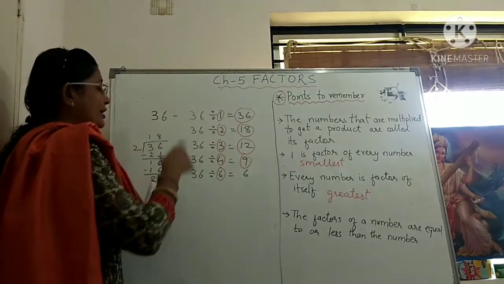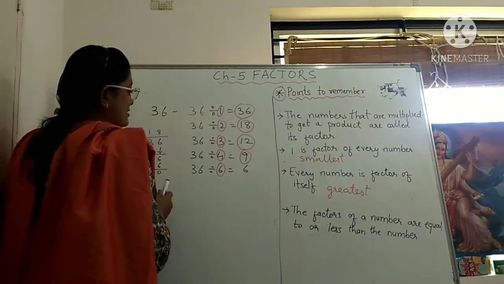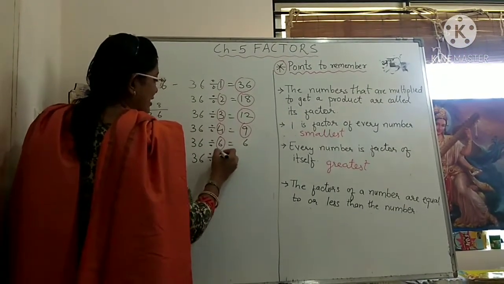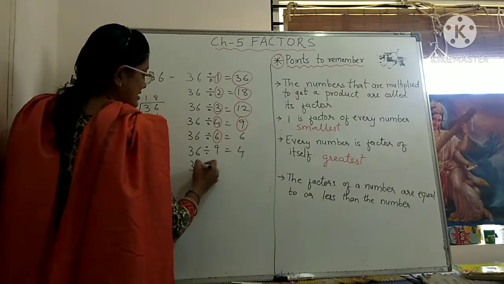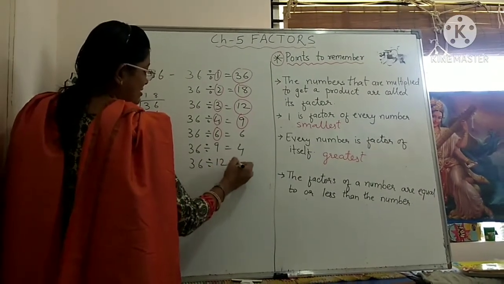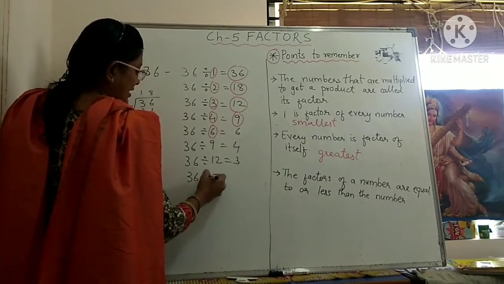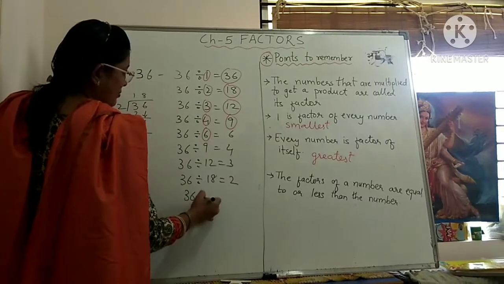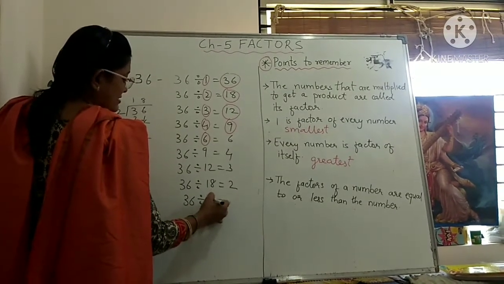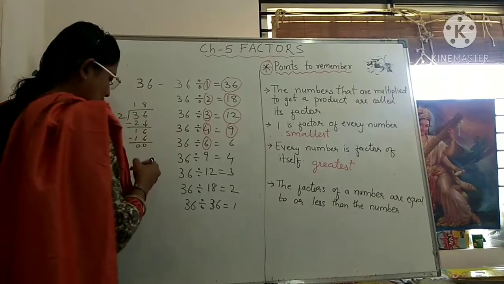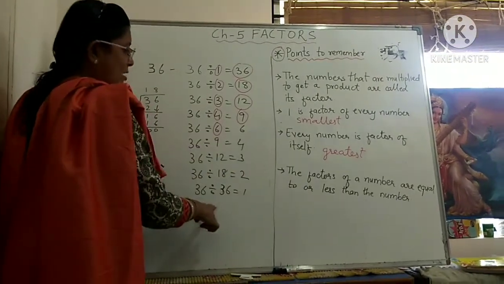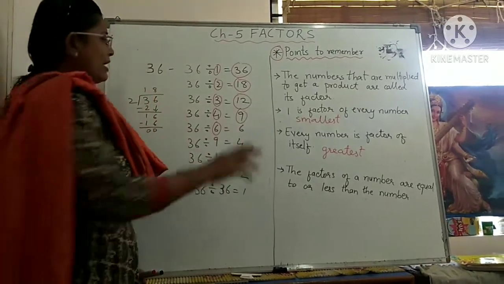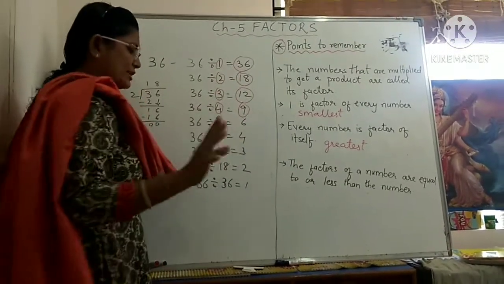If you want, you can continue further by doing like this: 36 divided by 9 is equal to 4. 36 divided by 12 is equal to 3. 36 divided by 18 is equal to 2. And 36 divided by 36 is equal to 1. Right? You can do this, but I think no need to do. Whenever you are getting such thing over here, you have to stop there. And both the numbers are your factors, that you should understand.